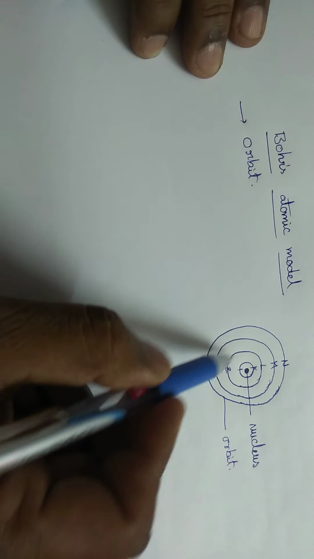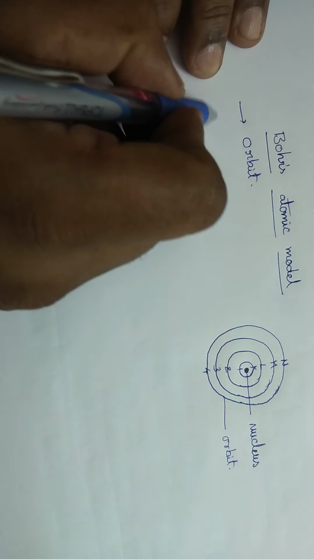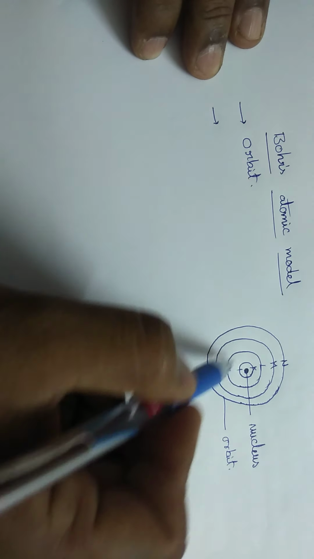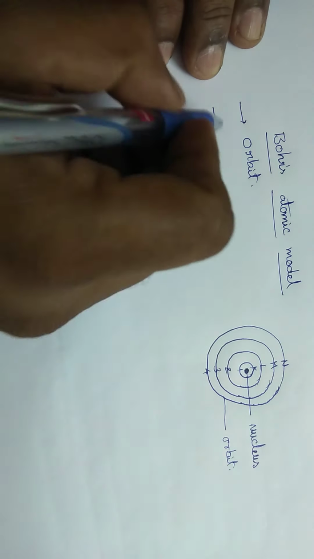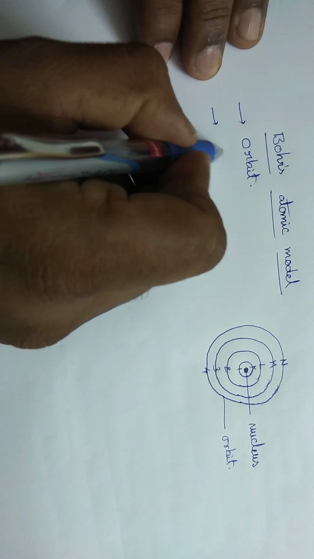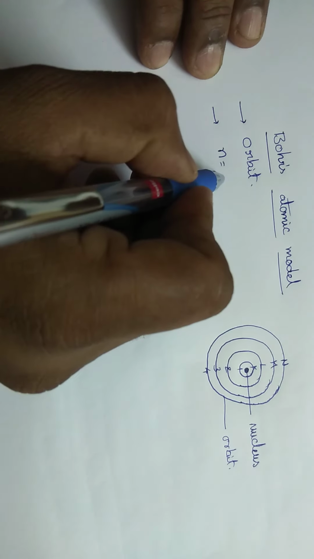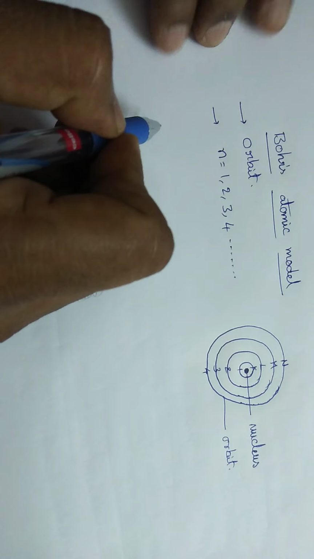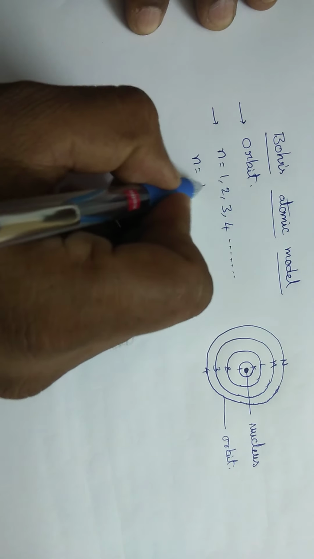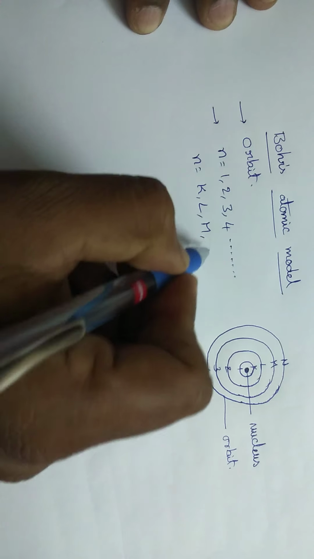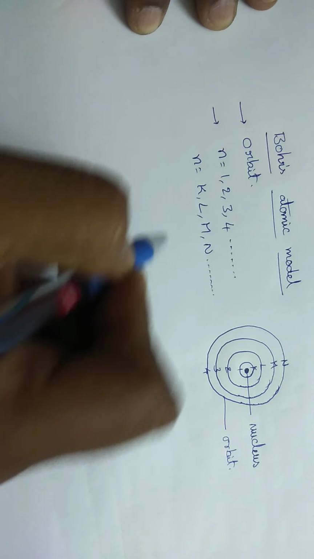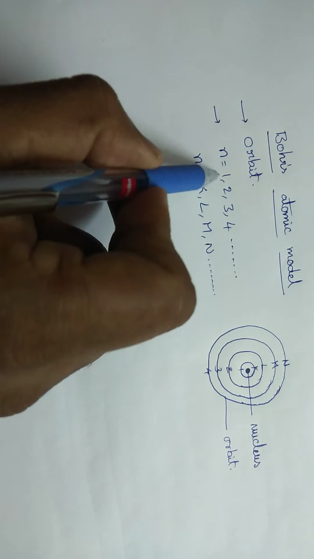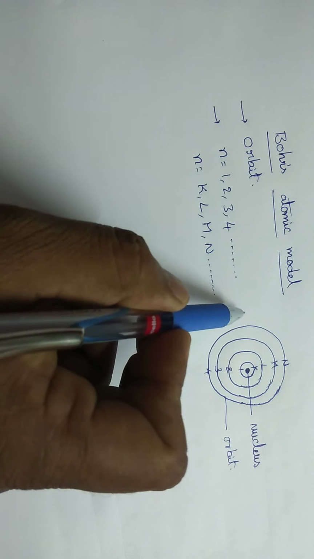Within the orbit, electrons are revolving. Around the nucleus, many orbits are present. These orbits are denoted with n. n is equal to 1, 2, 3, 4 and so on, or n is equal to K, L, M, N and so on. He gave the naming or numbering: 1, 2, 3, 4 and so on is the number method.